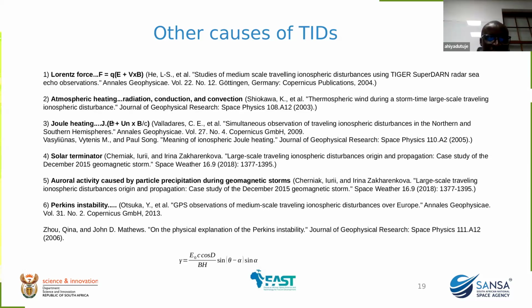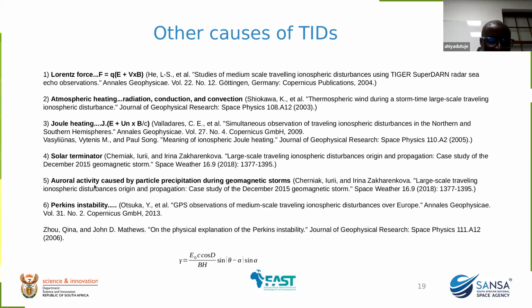Joule heating, especially during geomagnetic storms. We also have the solar terminator. That is when the sun sets, the separation between sunset and sunrise. So when there is sun and when it is going to the other side of the Earth, in that situation you also get atmospheric gravity waves, which end up causing the traveling ionospheric disturbances.